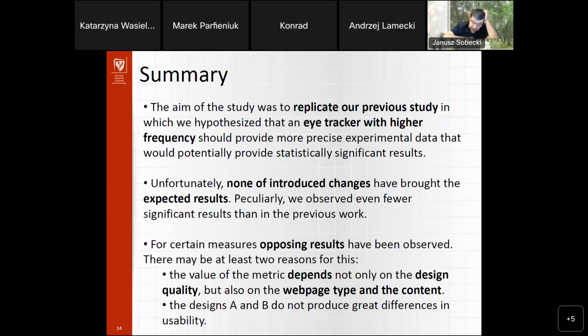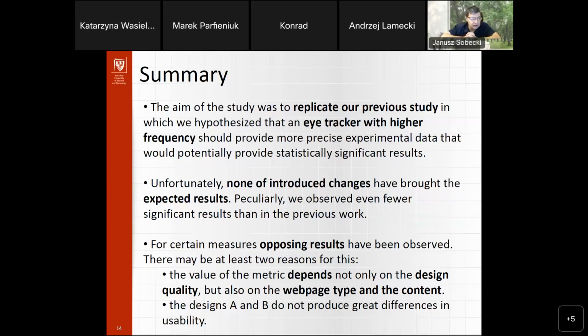And even for some measures, we obtained the opposite results. And what could be the reasons for this? The values of the metrics depend not only on the design quality, but also on the web page content, so what the page is about. And maybe also the designs A and B are not too different. So maybe design B is not so bad.